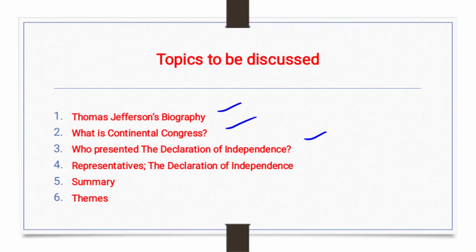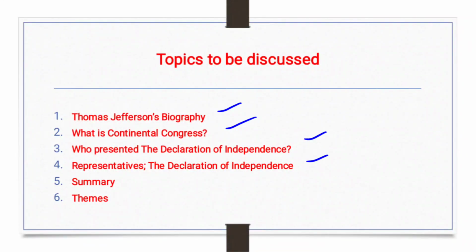After the declaration was adopted by the Continental Congress, it was printed and distributed throughout the colonies and sent to the British government. The Declaration of Independence declared the 13 American colonies to be free and independent states, no longer under British rule, and it is considered one of the most important documents in American history.